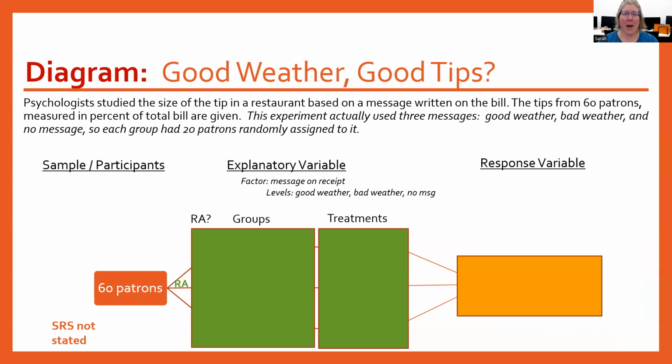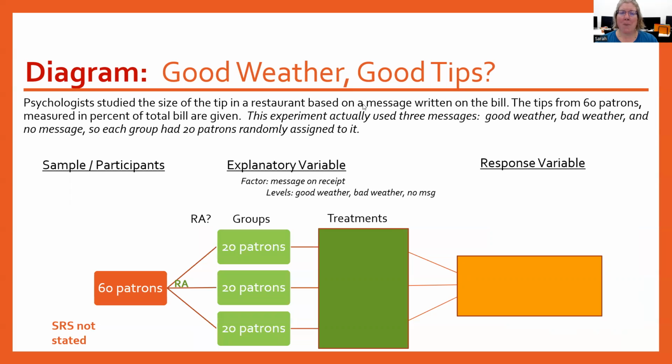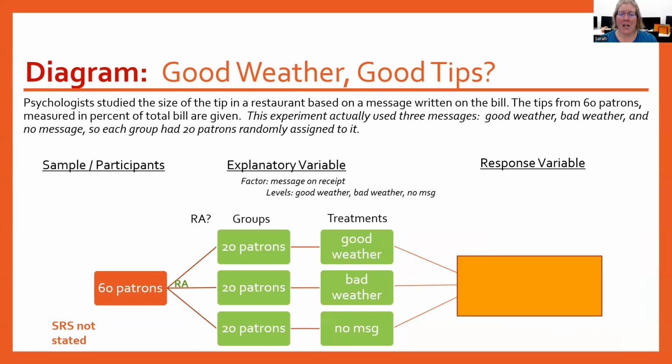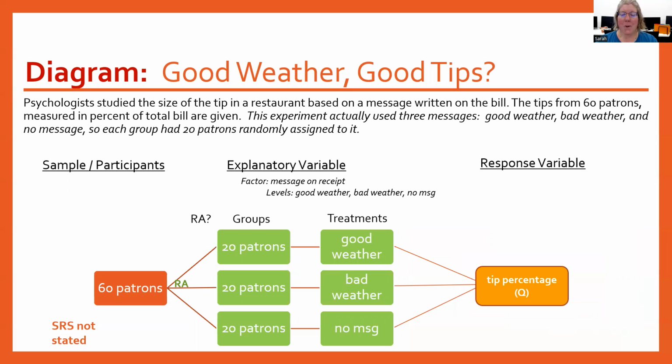And then for our diagram, I noted that the simple random sample was not stated. Then we're going to start with 60 patrons, and they're going to be randomly assigned into 3 groups. So that means we'll have 20 patrons or customers in each group. One group gets a good weather message, one group gets bad weather, and the other group gets no message. And then we'll compare the tip percentage between those 3 groups. Our control group here is going to be the no message group.